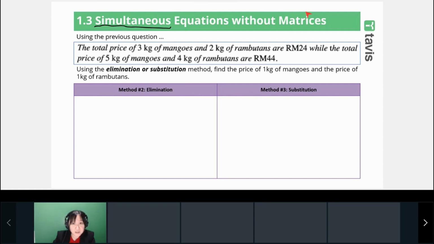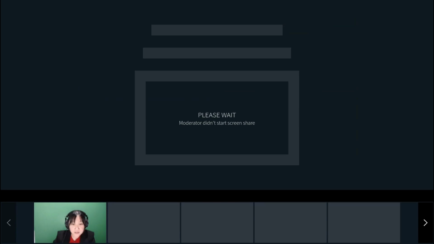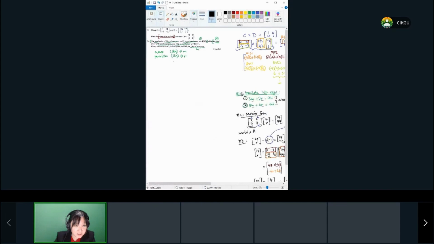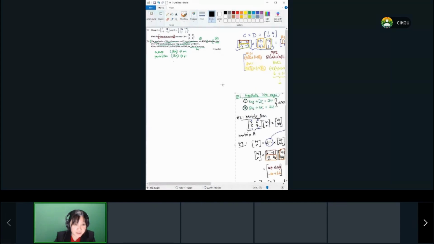So let me do that. Let me go back to my desktop share. Okay, let's come back. Since we already have our answer here, let me take away all of these. Actually, let me take away this and put it right here, because this is the matrix method.